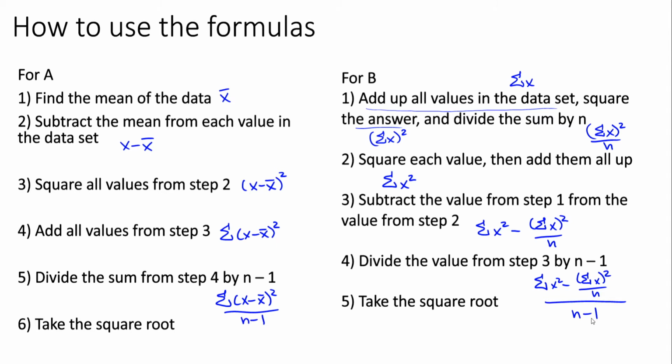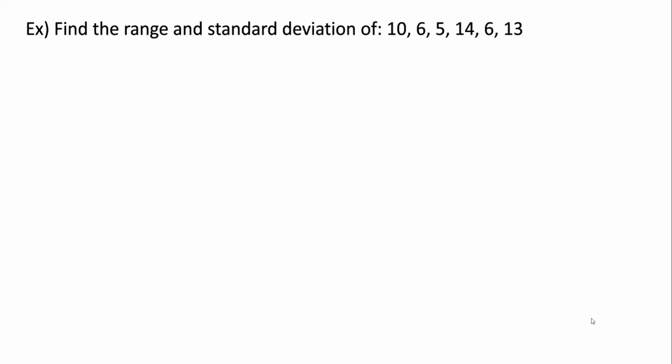Now I know these formulas look kind of crazy. I will go over how to use the formulas. There will also be another video explaining how you can find the mean and standard deviation on your graphing calculator. As an example, find the range and standard deviation of this data set. For our range, we just have to identify our maximum and minimum values. So that would be 14 and 5. So our range would be 14 minus 5, or 9.